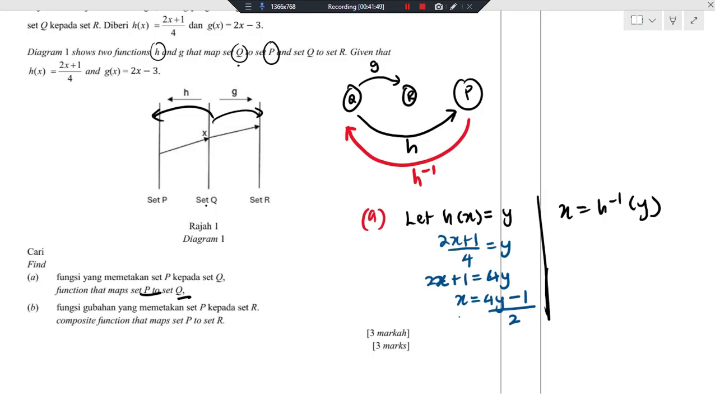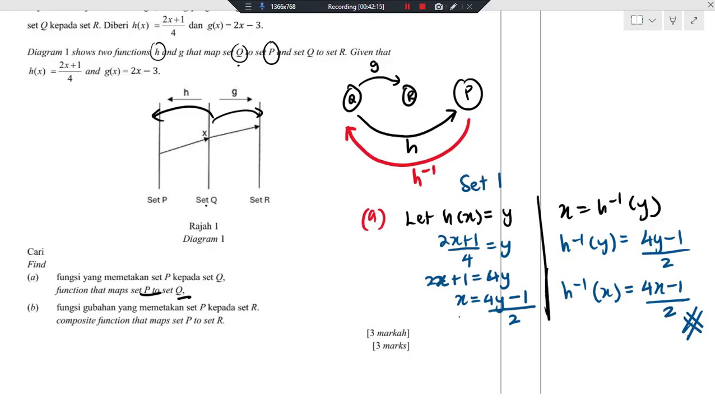So this is the set that connects P to Q. You actually can write this one first. Set P to set Q is equals to H inverse X. Okay. Next question. Find the composite function P to R.